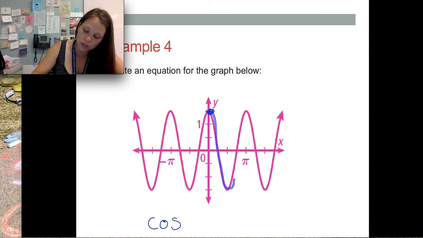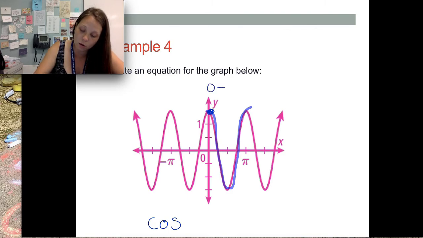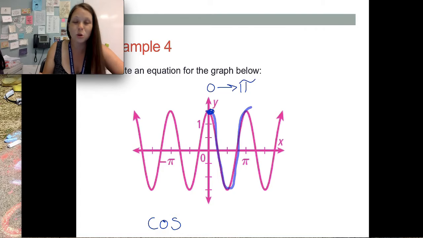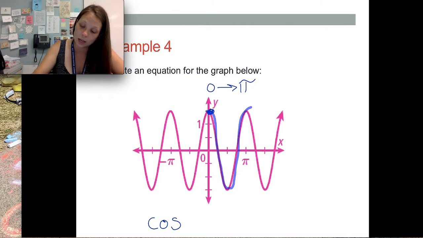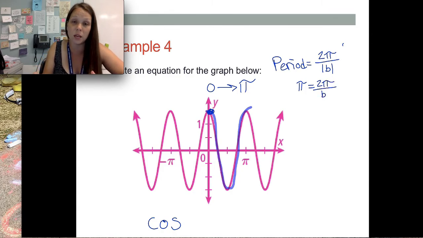And if I were to trace this, it's here. So that is going from 0 all the way to pi. So the length of one cycle before the graph goes on repeat is pi units long. Now remember, period is normally calculated 2 pi over the absolute value of b. Well, we know the length of a cycle is pi units. So we can set up this equation and be able to solve for b.